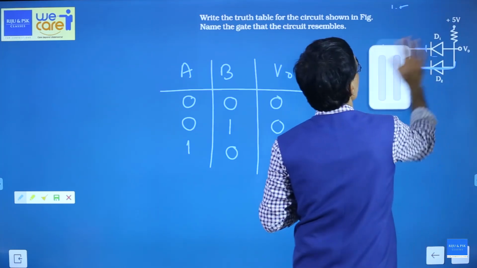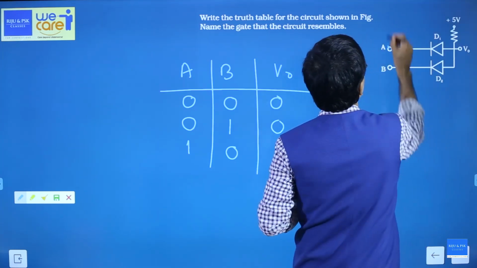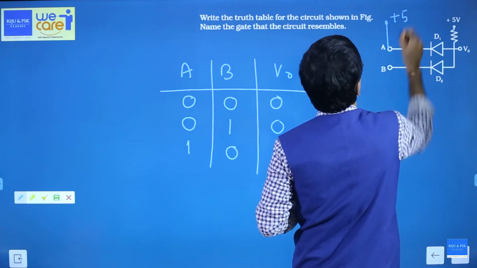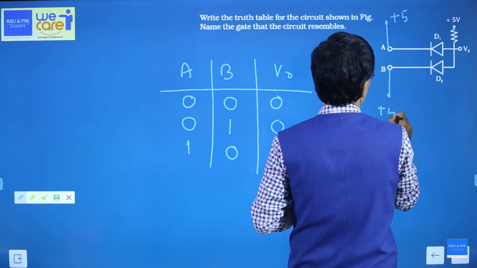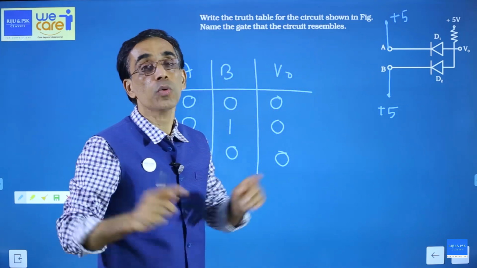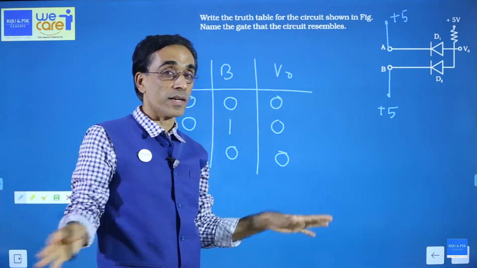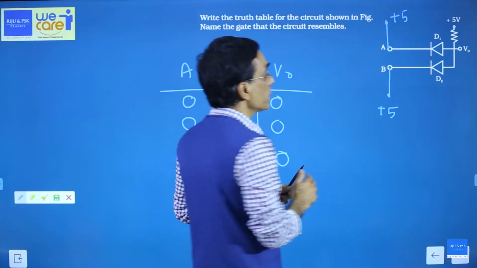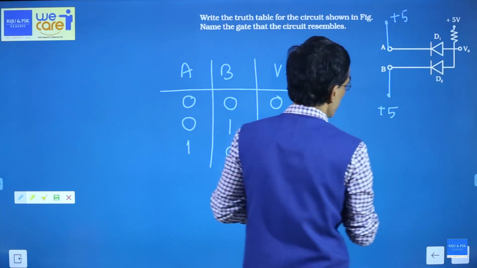What will happen if this is connected to +5 and this is connected to +5? Then both D1 and D2 will have no potential difference. They will not conduct. So what happens? This is like an open circuit. I'll tell you what happens.